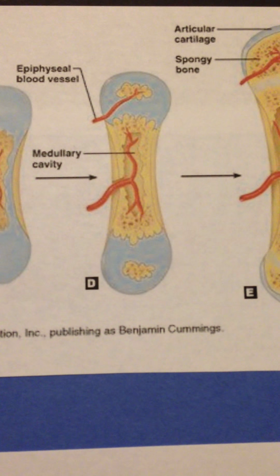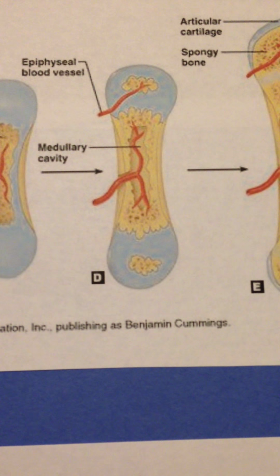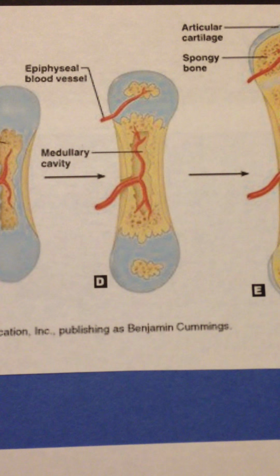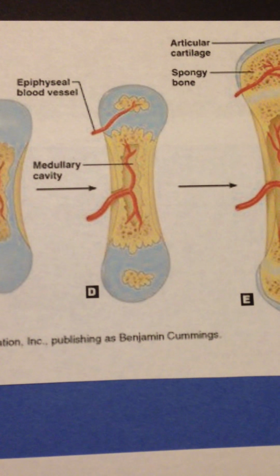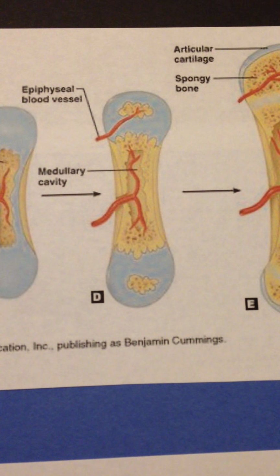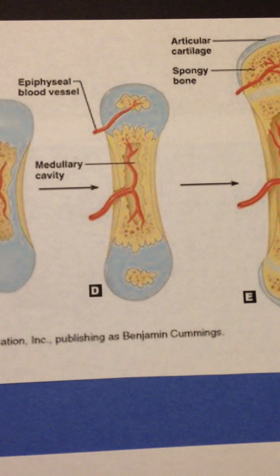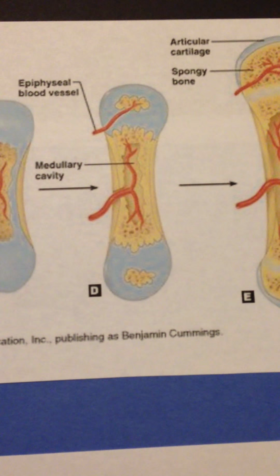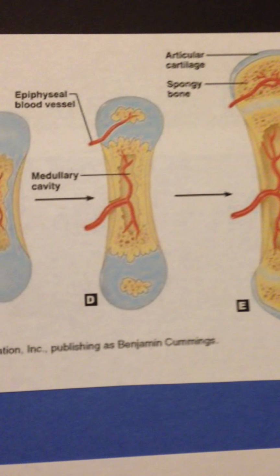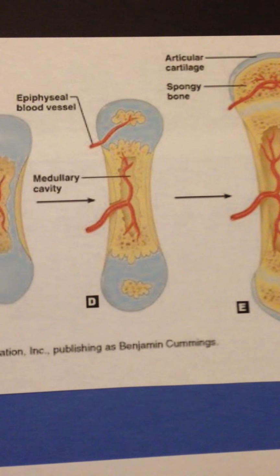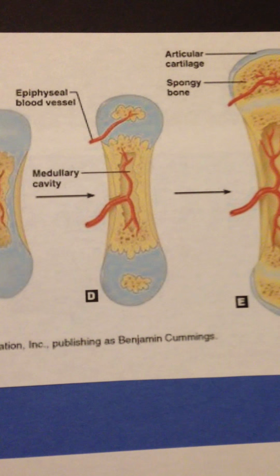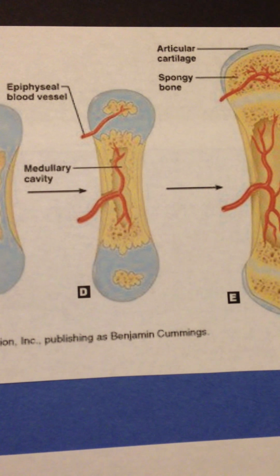The cartilage model does not completely fill with bone because the epiphyseal cartilages, or epiphyseal plates, on the ends continue to enlarge, increasing the length of the developing bone. Although osteoblasts from the shaft continuously invade the epiphyseal cartilages, the bone grows longer because new cartilage is continuously added in front of the advancing osteoblasts.